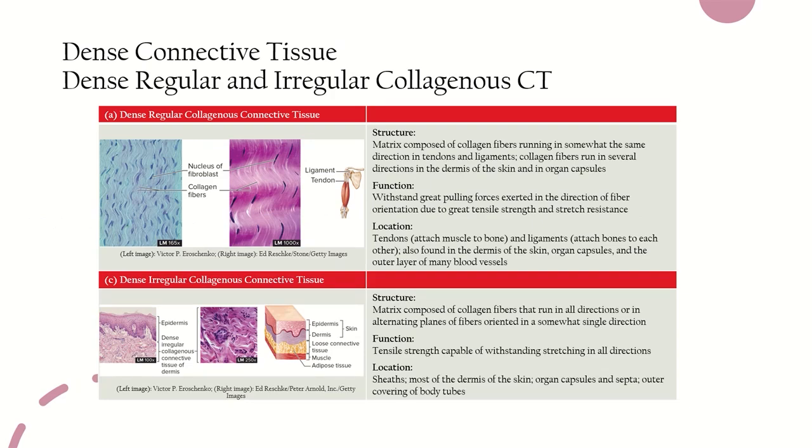Then we have our dense regular collagenous tissue. So again, tendons, ligaments, and so forth. Maybe the dermis of the skin, organ capsules, and the outer layer, the tunica externa of blood vessels is like this. Then you have dense irregular collagenous tissue. This is kind of like forming more sheaths. It has more tensile strength because it can stretch a little bit more than dense regular. Again, still dermis of the skin, organ capsules, trying to provide more mechanical strength here.